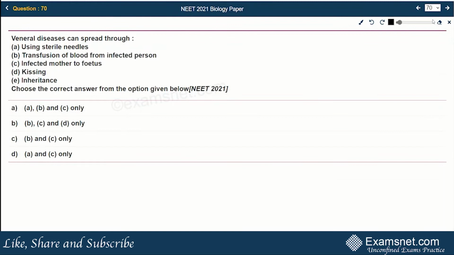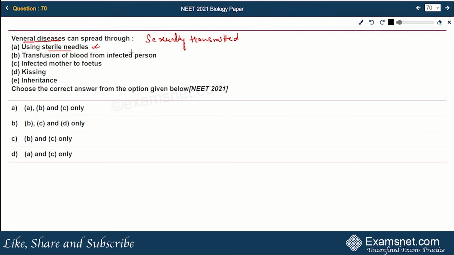So question number 70 is from the chapter Reproductive Health, class 12, and the question is venereal diseases can spread through. So we have to answer what are the means through which these diseases can be transmitted. What are venereal diseases? These are sexually transmitted diseases. That means they are transmitted through the sexual means. Other than that, these are also transmitted through any methods that involve the transfer of body fluids from one person to another. So sterile needles, yes, these are the means through which the liquid can be transmitted. So this is correct.